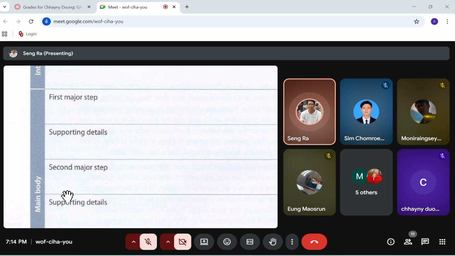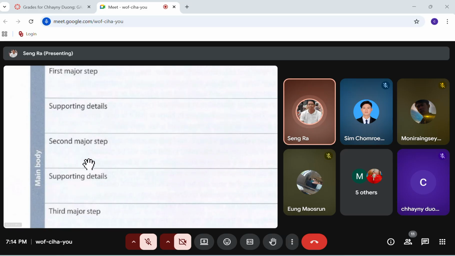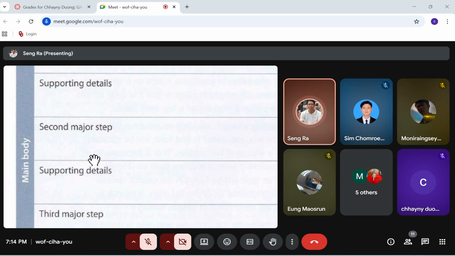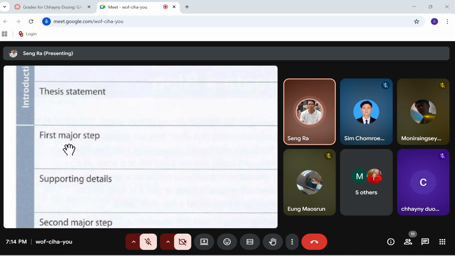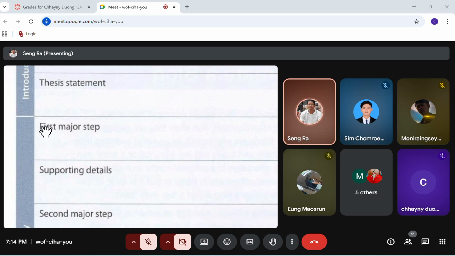And the body, this is the main body. In the main body, you start with the first major step, and then you support your first major step with supporting details. In the supporting details, you explain, you give an example, you show statistics. You may want to add references. It's up to you whether you want to add references or not. So, the supporting facts and details.